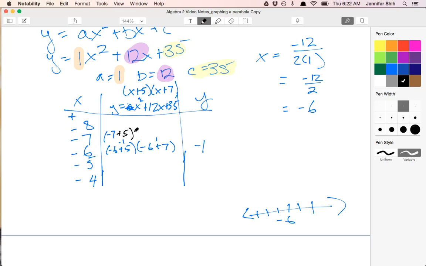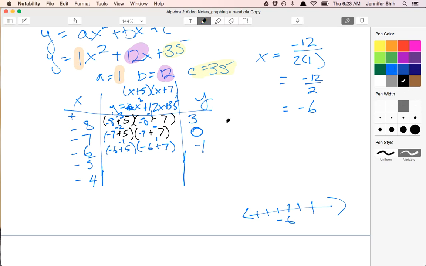into my function, and I'm going to see what I get. So this is -2, and then this is 0, so I get 0 for my y value. Okay, I'm going to plug in 8 in my function. Here's 8 here, 8 here. -8 plus 5 is -3, -8 plus 7 is -1, and multiplied together I get +3.